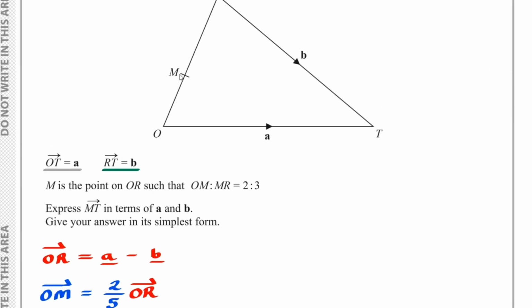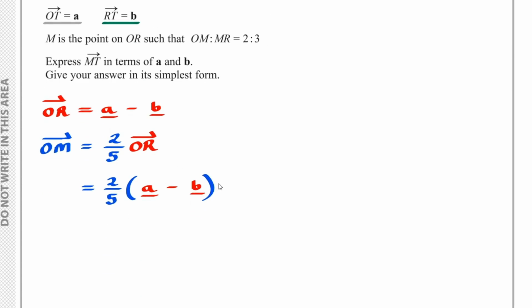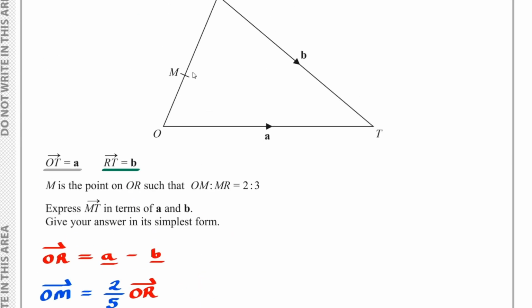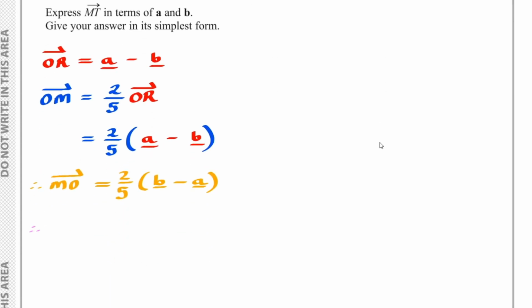Now I want to go from M to T. So now that I know what OM is, I can now find out what MO is. So MO is the reverse of this, which is equal to 2/5 multiplied by B subtract A. So I know what MO is, I know what OT is, so therefore MT, which is what I need to find, that's equal to MO plus the vector OT.